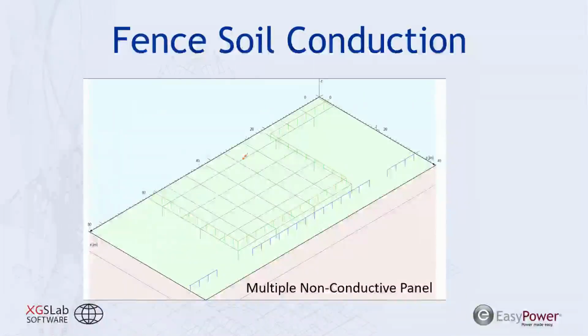Now we can apply the same sort of mitigation that we saw earlier. It's just we don't have a single break in our neighbor's fence. We now apply multiple breaks or multiple non-conductive panels in order to mitigate transfer voltage hazards.